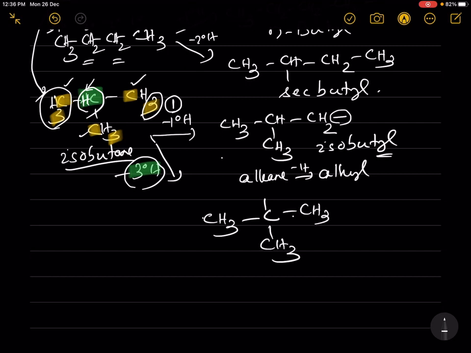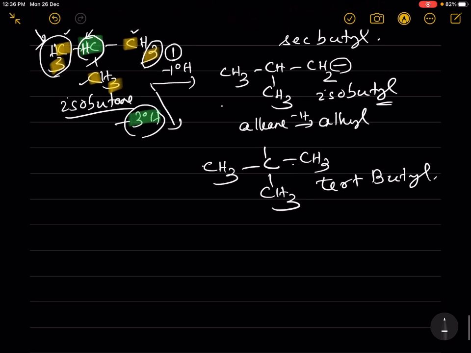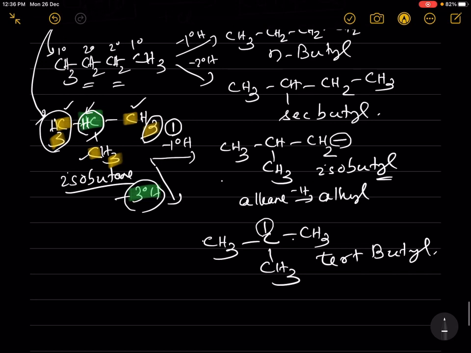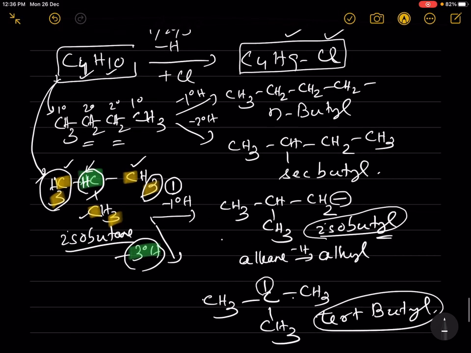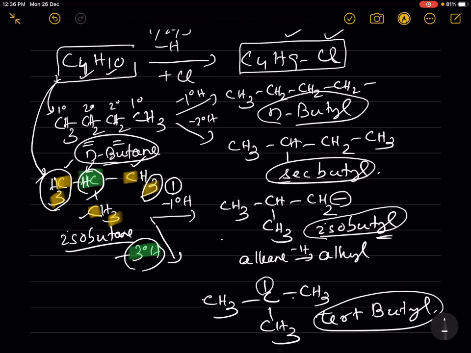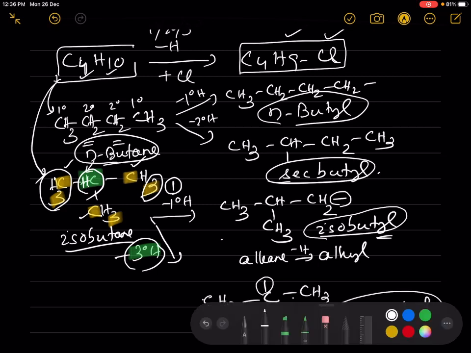This is tert-butyl. Why butyl? Because this has one hydrogen atom less than the parent alkane. You see, isobutane has two structures. Isobutane can give two types of alkyl groups, isobutyl and tert-butyl. And your N-butane, this is N-butane. N-butane means straight chain. N-butane gives N-butyl and sec-butyl. But the question is different. Here we have to find different types of alkyl halides by substituting hydrogen atom, monohaloalkane.